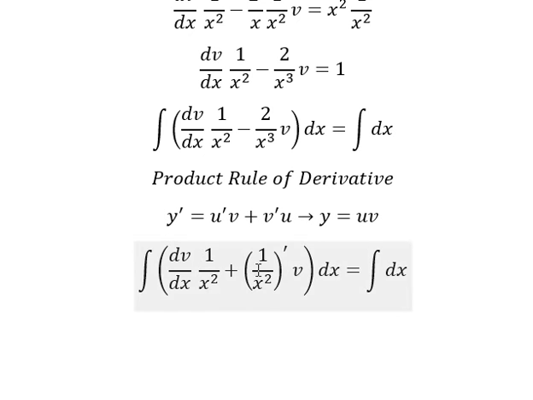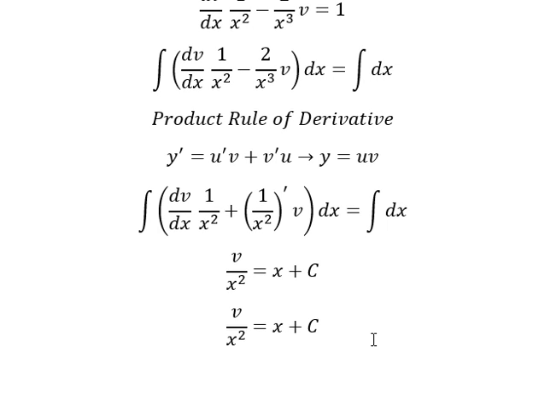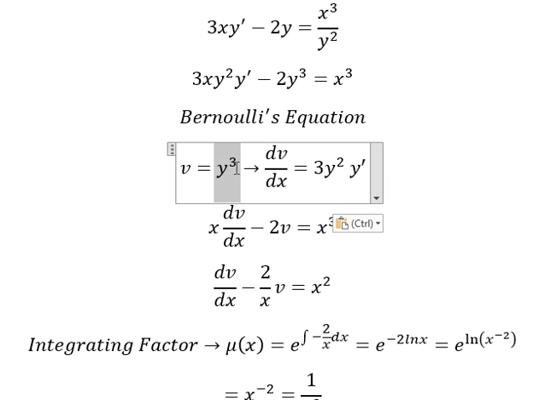That means this one you get v over s squared. The integration of the s, you get s, and I will put c. That's the constant. Later, we multiply both sides by s squared. About v, that is this one.